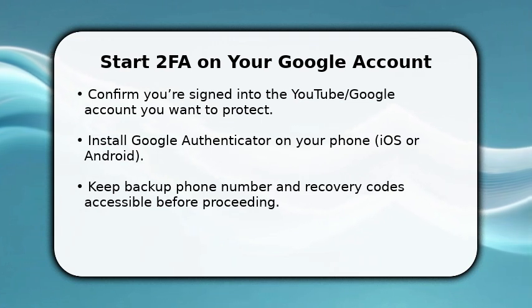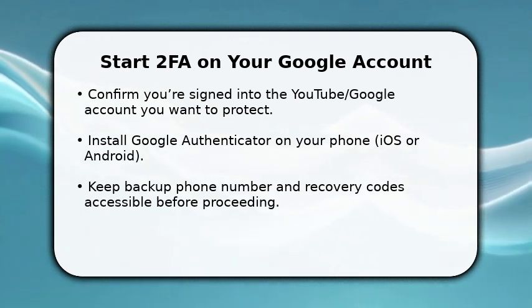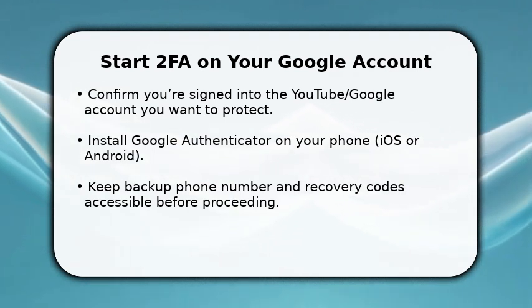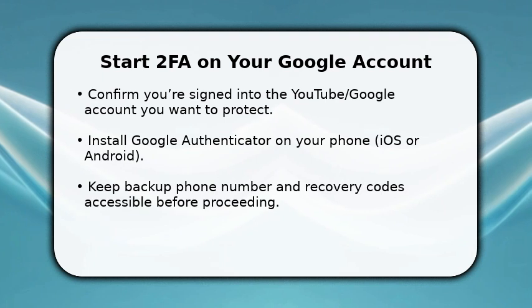You should see a QR code. Leave this screen visible. At the same time, open Google Authenticator on your phone to scan the code. This links the app to your YouTube account immediately.